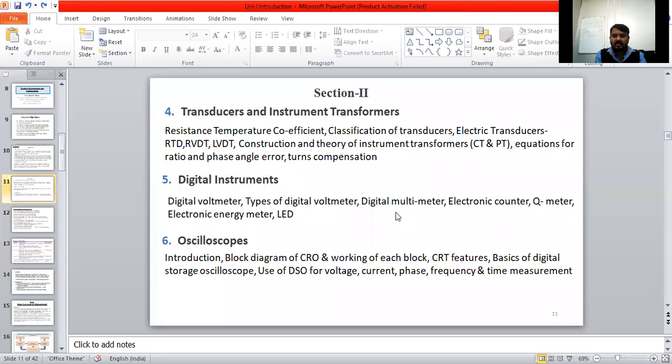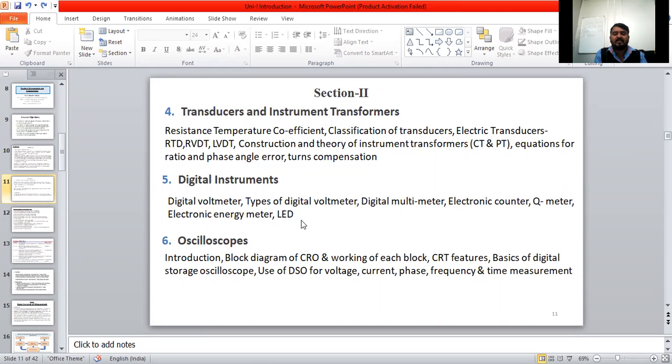The quality factor checking purpose, Q meters, we are going to use. Electronic energy meter, LEDs, LCD displays will come. LED, LCD displays we are also going to discuss in the fifth unit. That is a very simple unit, and you are already using all these devices, so no need to worry about them. It is not hard. It will take nearly 4 to 5 hours for me to explain in depth. That is the fifth unit.